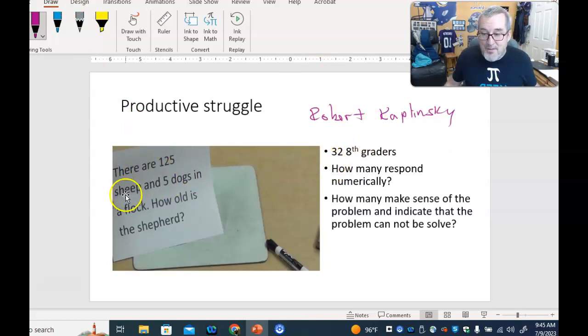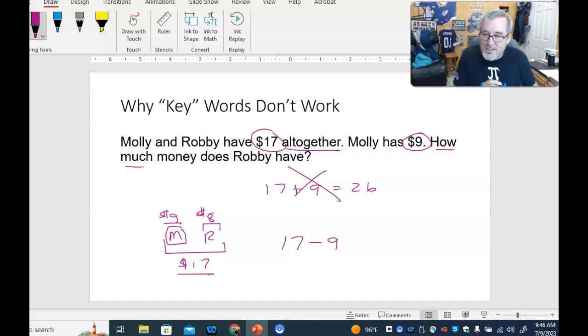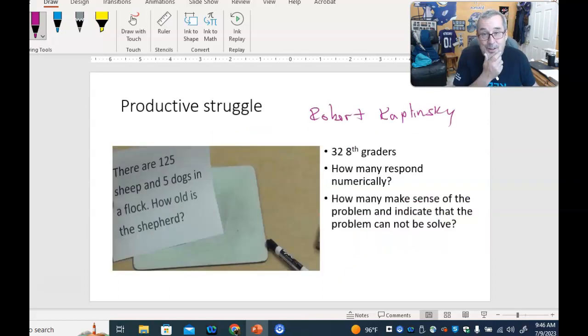There are 125 sheep and 5 dogs in a flock. How old is the shepherd? And he wanted to see if students would figure out what makes sense and what doesn't make sense. So back to the point here, when students follow key words and do things that don't make sense, you might say, well, they wouldn't do that. Kids, they're going to realize that. Well, let's see. 32 eighth graders, 125 sheep, 5 dogs. How old is the shepherd?